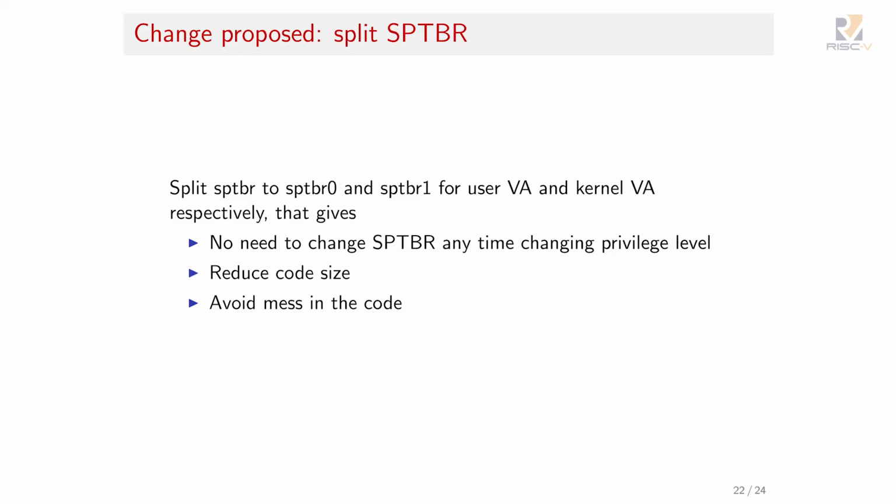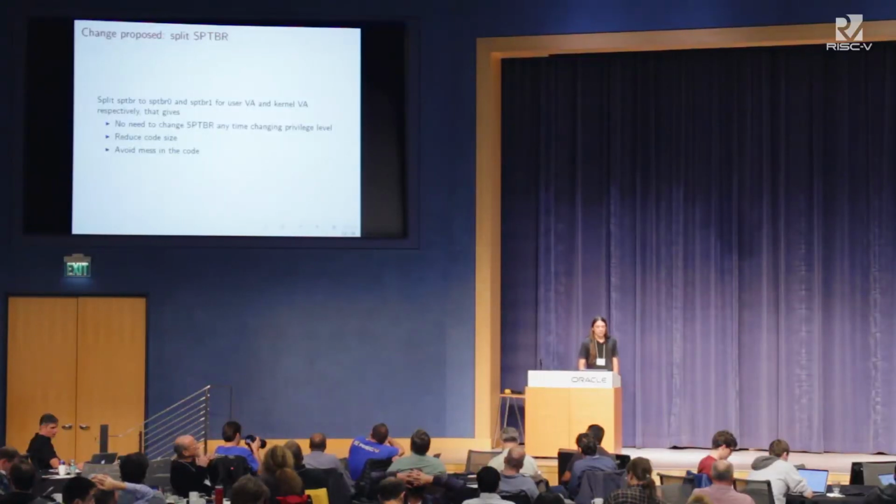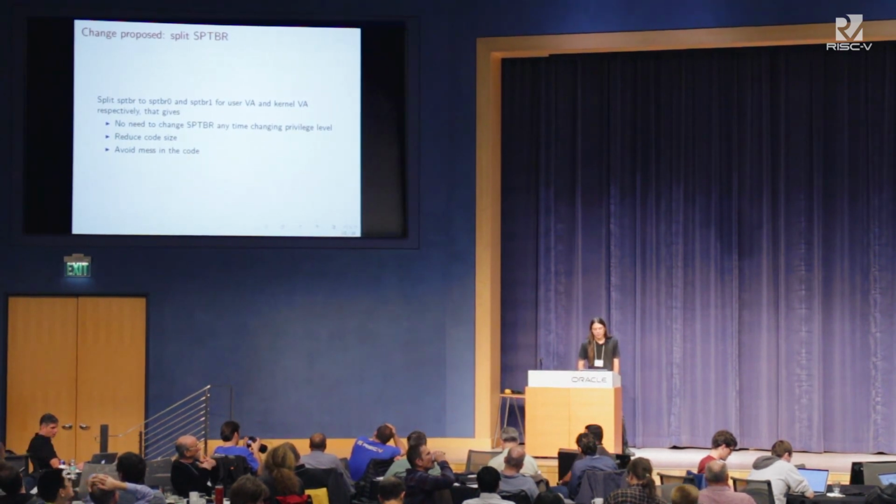One of the changes we propose is to split the supervisor page table register into 2 registers. As I said, we based our port on ARMv8, and I noticed that in ARMv7 and ARMv8 both have 2 registers: one for user virtual addresses and the second for kernel virtual addresses. And this allows us to have code that looks great. If you need to change the page table register each time we change privilege level, it will be a bit of a mess in the code, because the kernel uses its own page tables, and each process has its own page tables. It would be a really big mess if we did that at every privilege level change.